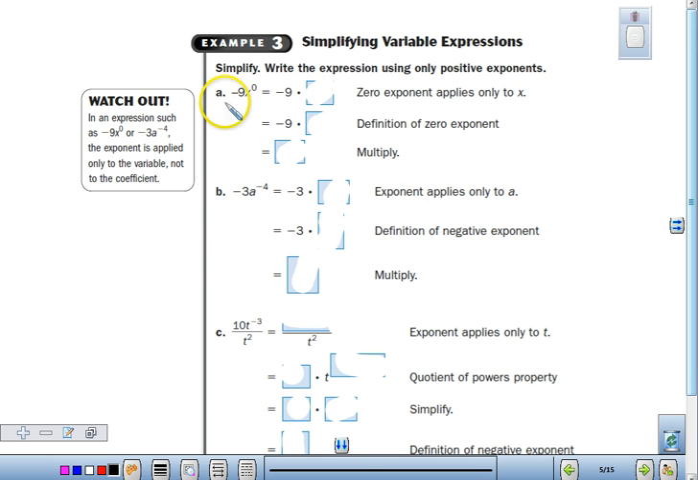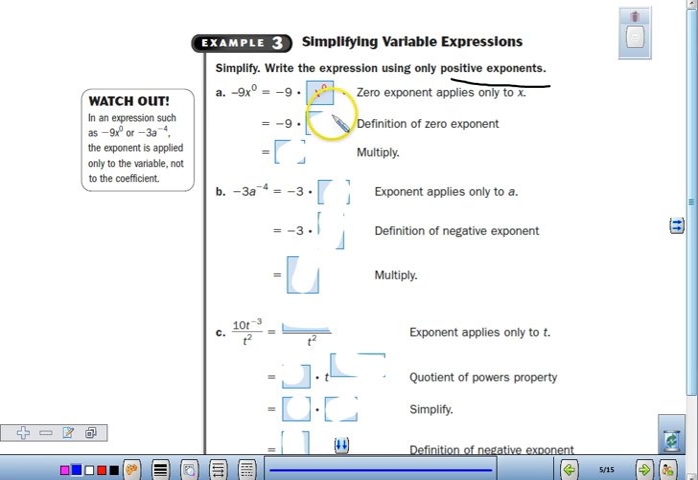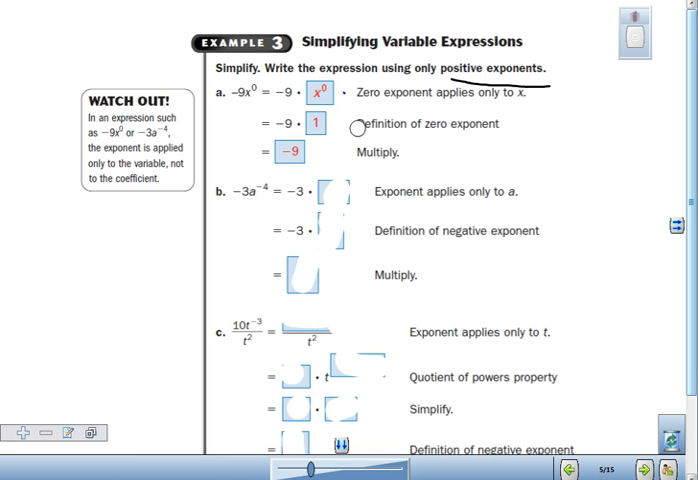So now example 3, and again you could probably do this on the inside cover of your notes. You're going to write down, simplify. Use only positive exponents. So if we are only using positive exponents, we're going to start with negative 9 times x to the 0. We want to separate those out. What do we know x to the 0 is? It's equal to 1. Negative 9 times 1 gives us negative 9.